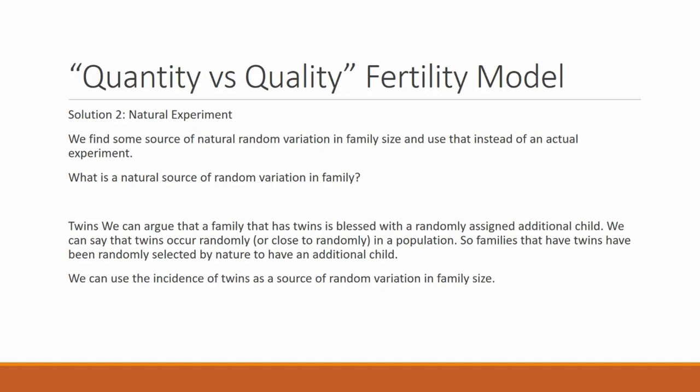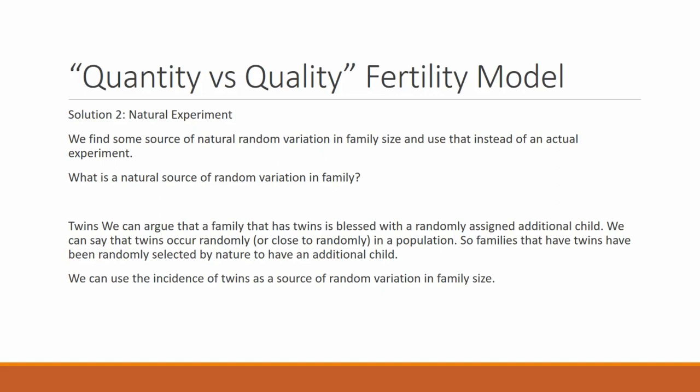And this is it. What researchers have claimed or have observed is that when a mother has twins, the fact that she has twins rather than a single child is at least somewhat random. It's at least close to random. That a mother might have twins is somewhat of a random phenomenon. Most often, parents have a single child at a time. But every once in a while, seemingly by chance, seemingly randomly, families might have twins.